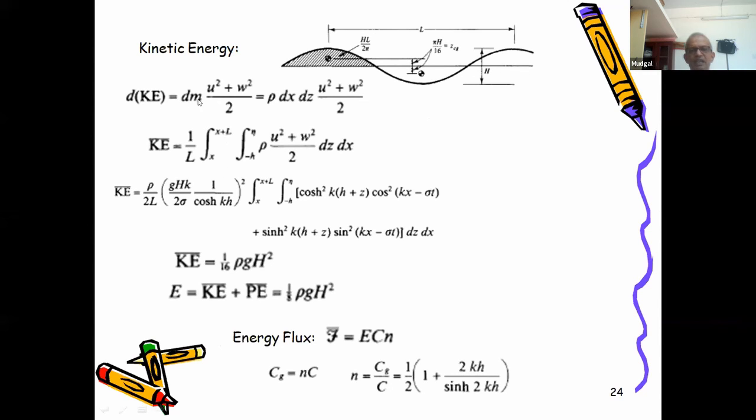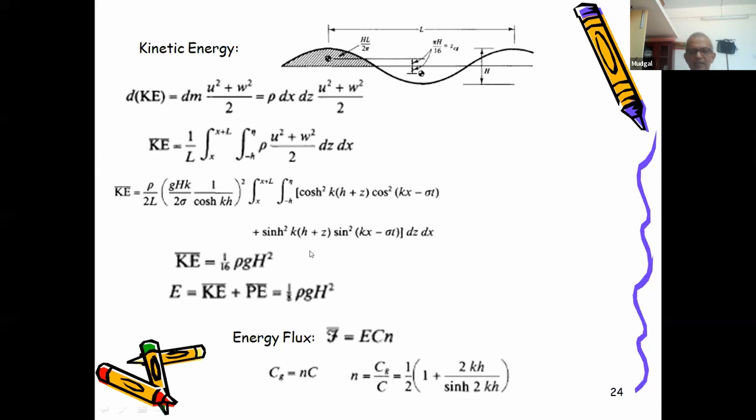It is nothing but half mv square. So for elemental kinetic energy, it is half dm v square, where v square is u square plus w square by 2. Substitute, and again substitute for u and w, and then integrate it. You will get the kinetic energy to be equal to 1 over 16 rho g h square.